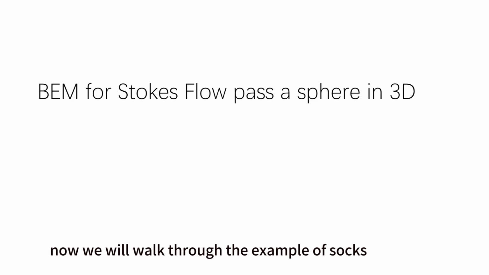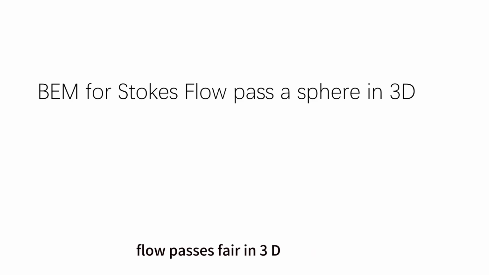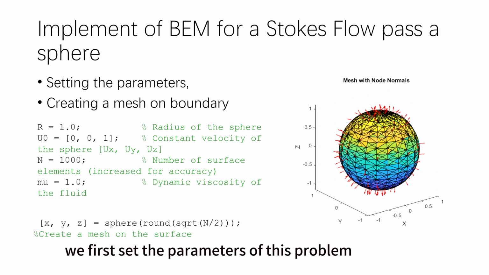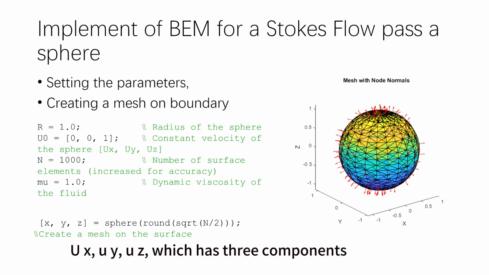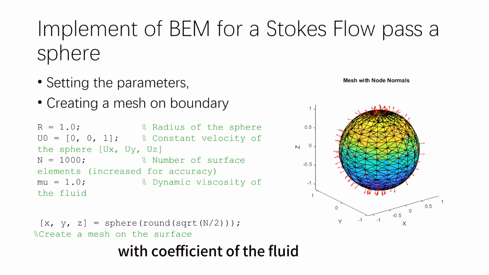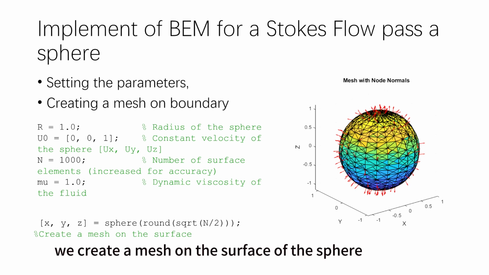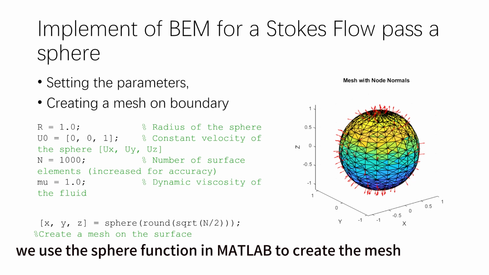Now we will walk through the example of Stokes flow past a sphere in 3D. We first set the parameters of this problem: the radius of the sphere, the constant velocity of the sphere, ux, uy, uz, which has three components, and the viscosity of the fluid. At last, we create a mesh on the surface of the sphere. We use the sphere function in MATLAB to create the mesh.